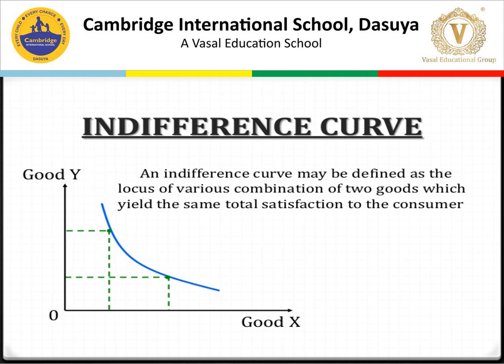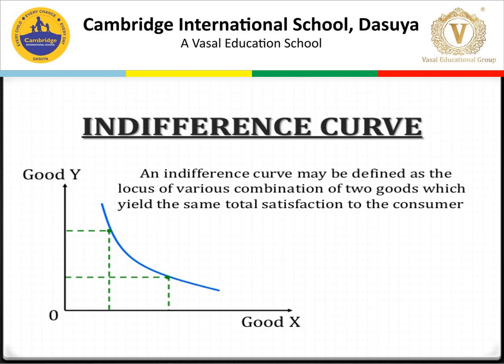So what is the definition of this? An indifference curve may be defined as a locus. Locus means it is like the center point. So the main point: a locus of various combinations of two goods which yield the same total satisfaction to the consumer. So two combinations which are giving the same level of satisfaction to the consumer, that we call the indifference curve.